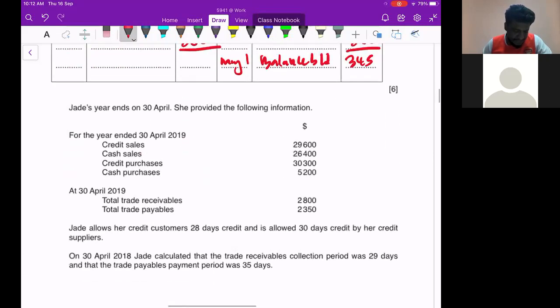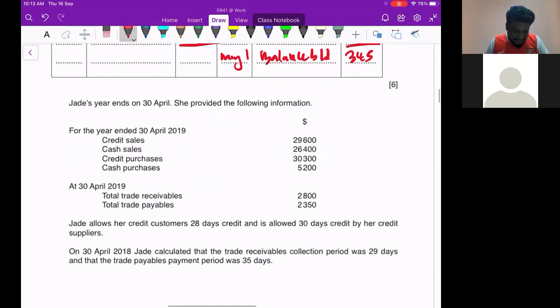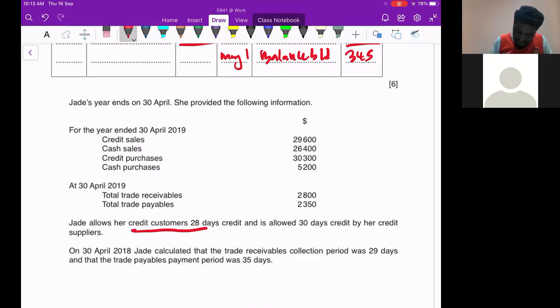Next one. Jade's year end is 30th April, and she provided the following information: credit sales, cash sales, credit purchases, cash purchases, trade receivable, trade payable. I'm very sure they're going to ask me to calculate the trade receivable turnover. Jade allowed customers 28 days and was allowed 30 days by the supplier. On 30th April 2018, Jade calculated the trade receivable collection period was 29 days and the trade payable payment period 35 days.